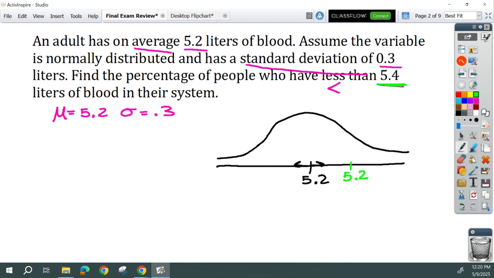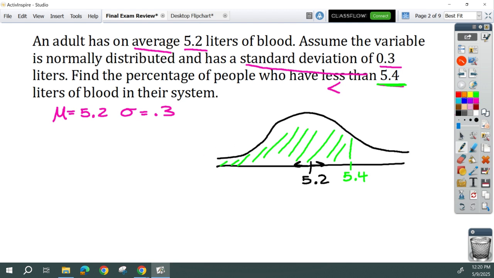And I wrote 5.2 instead of 5.4, which says something about where we are in the school year. And we're trying to find the percentage of people who have less than that. Percentage is probability, is area underneath this curve. Less than means go to the left. So we are trying to figure out what is this area of my curve.